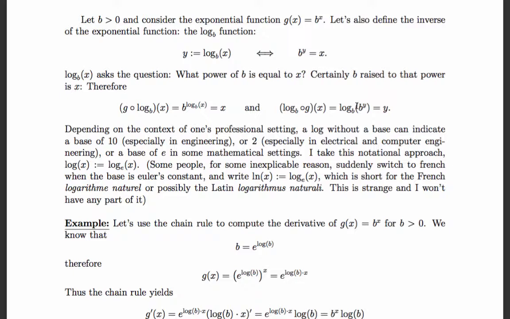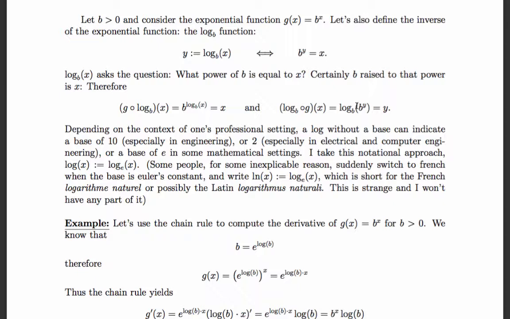Now, a bit of notation. Depending on the context of one's professional setting, a log without a base can indicate a base of 10, which is often seen in engineering, or 2, which is often seen in electrical and computer engineering, or base of e in most mathematical settings. Now, I happen to take this notation approach, that log without a base is log base e.